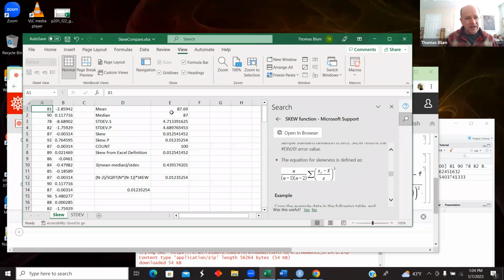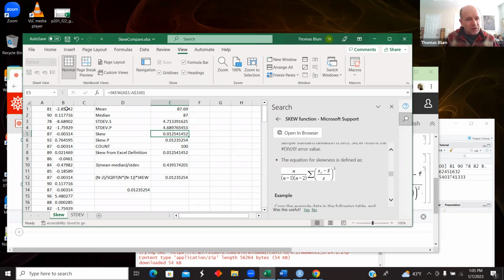So I had my data, I calculated the mean, and I did the median for fun. I don't really need that in this definition. And then there are two standard deviations, the sample and the population. And then I did their calculation of skewness for the data. Excel also has a thing called Skew.P, which we'll talk about in a minute.